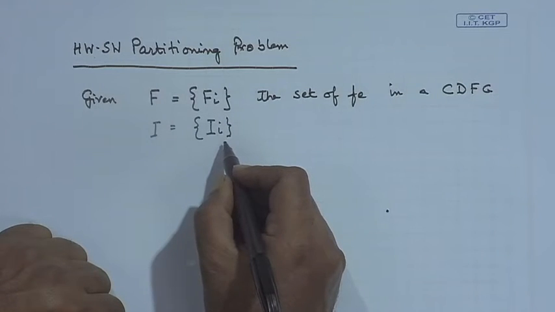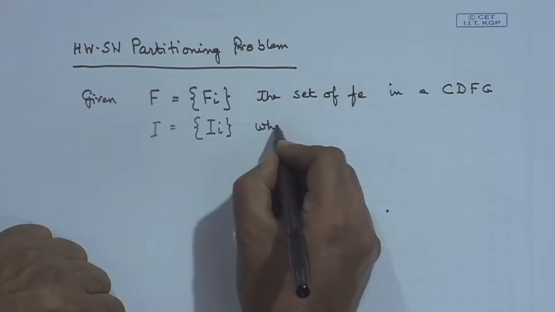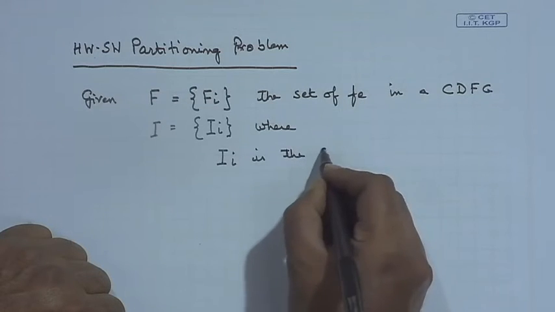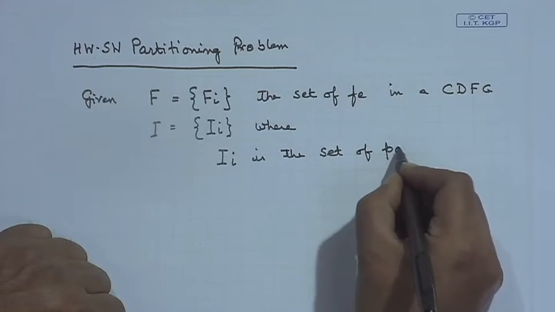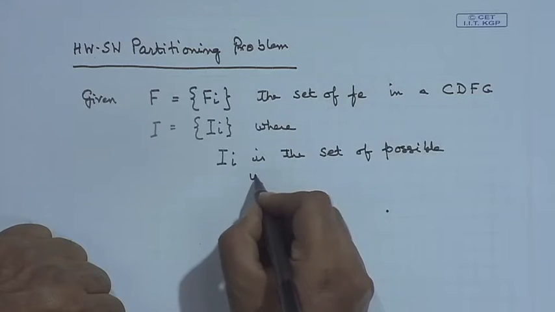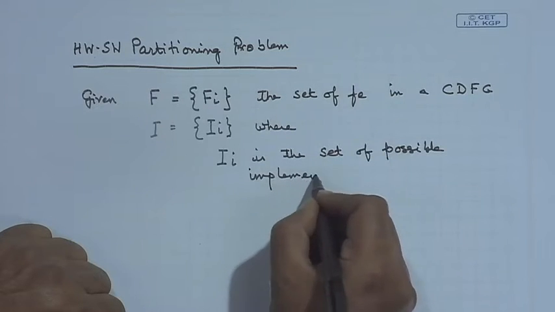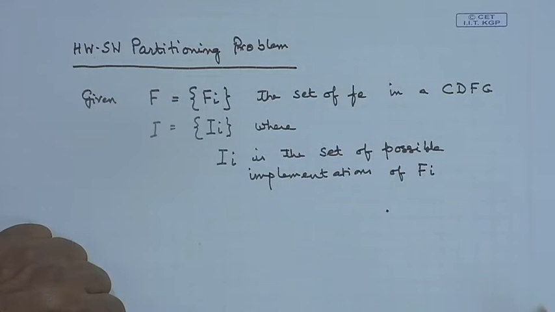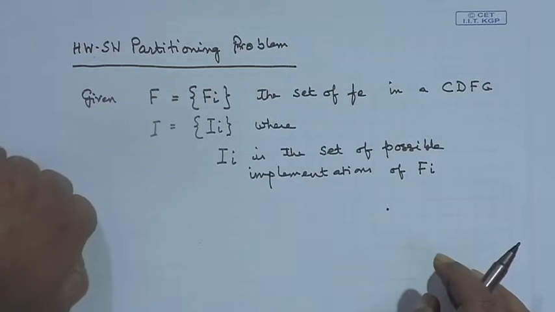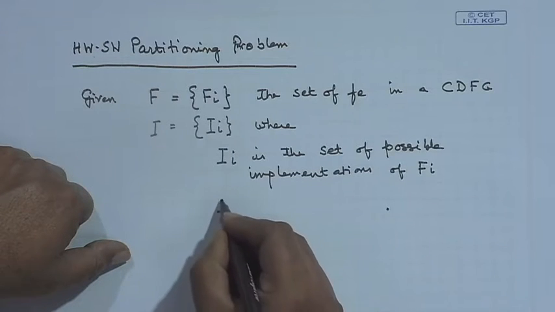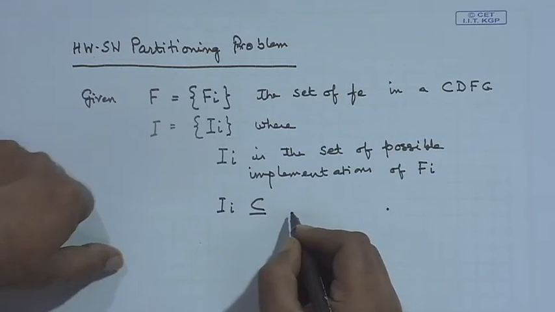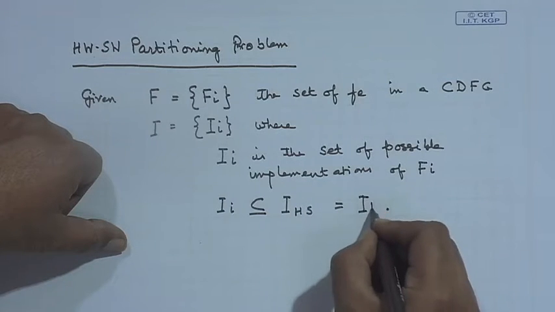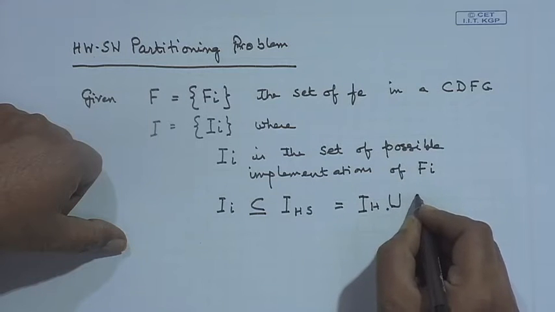And I is a set of I sub i, where I sub i is the set of possible implementations of a particular function f i, all right. And also I is a subset of I_HS, which is the hardware implementations union the software implementations.